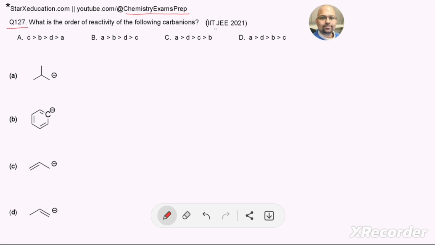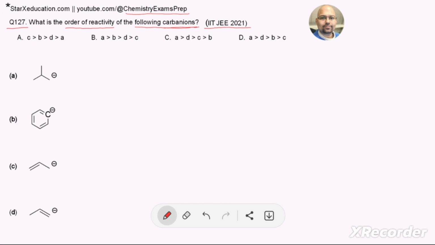This question was asked in the IIT Joint Entrance Exam in 2021. In this question, we need to figure out the order of reactivity of the following 4 carbanions. A carbanion is a species that has a negative charge on a carbon atom.